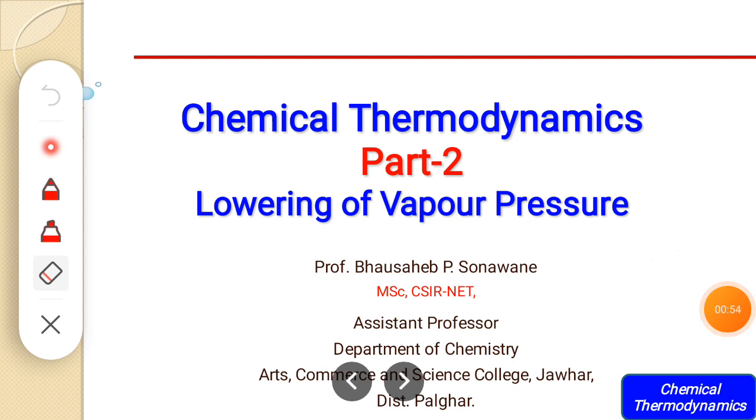Dear friends, today in this part of the video we are going to talk about the first colligative property in chemical thermodynamics, which is entitled the lowering of vapor pressure. First of all we should know what vapor pressure is, and then we will talk about the lowering of vapor pressure as well as the relative lowering of vapor pressure.